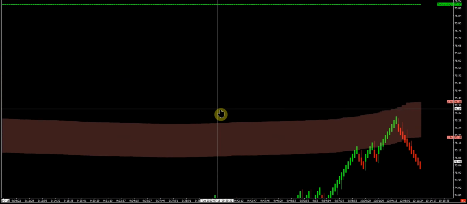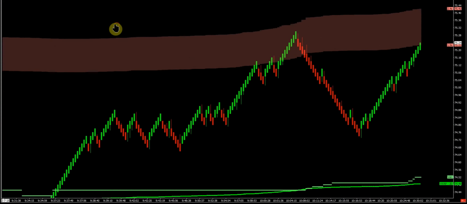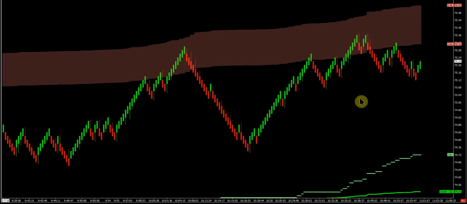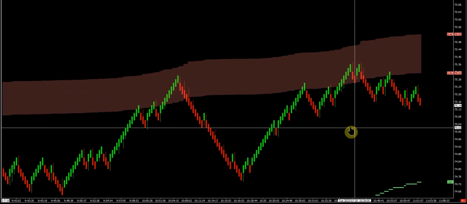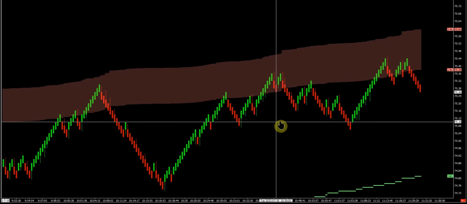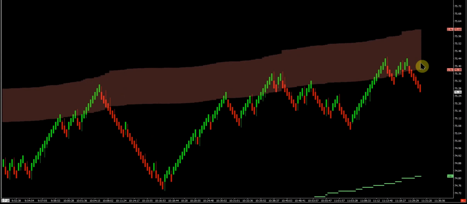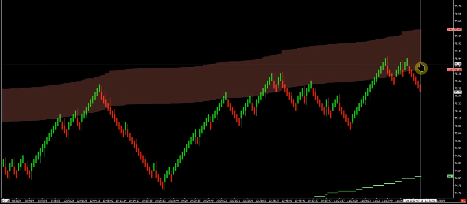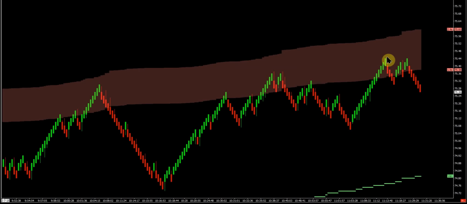So here we go. Nice little pullback. Nice little pullback. And there we go. 75.40 right in here. There you go. So there's your $1,000 move. And that was from, this was the 18th, this was from like 9:30. From an hour and a half, you made your $1,000. You're done for the day, right?